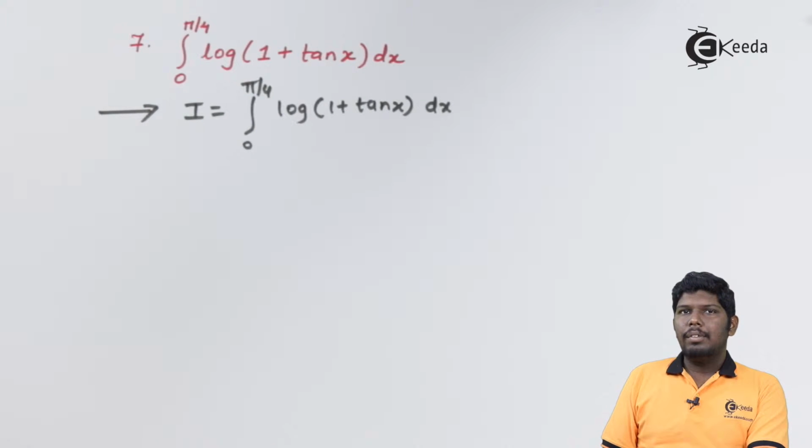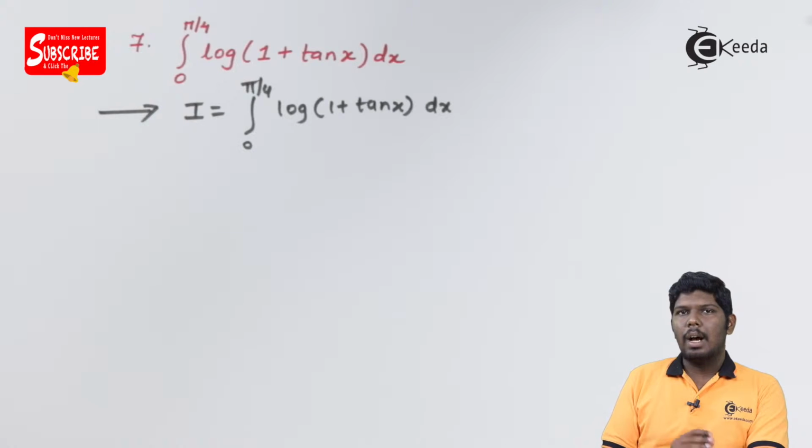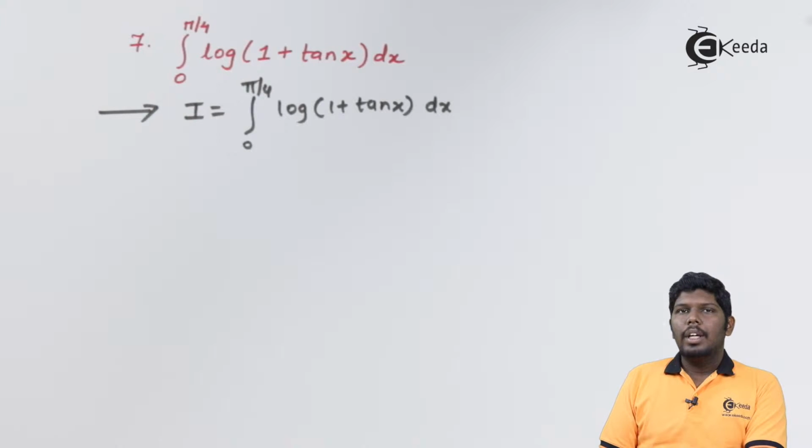In the previous video, I have said that if we have tan x or cot x, we need to write it as sin x upon cos x or cos x upon sin x. But in this case, you can see we don't have a denominator. Therefore, here there is no need to convert tan x in terms of sin and cos. We can directly use the property as integral 0 to a f of x dx is equal to integral 0 to a f of a minus x dx.